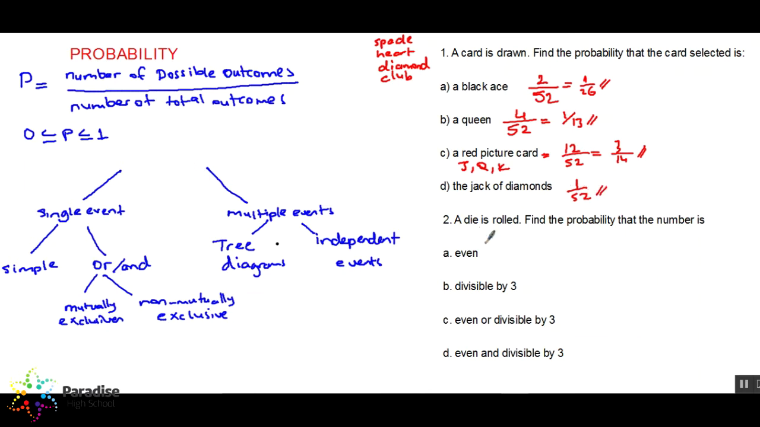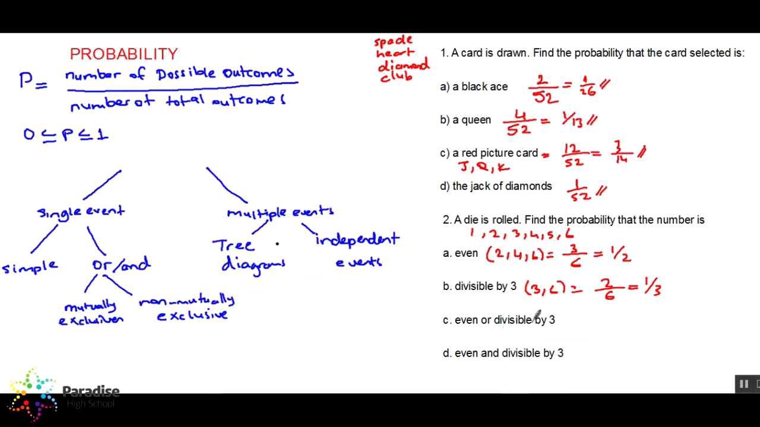All right, let's look at the second question. A die is rolled. Find the probability that the number is even. So what are the outcomes? 1, 2, 3, 4, 5, 6. So even numbers, what are the possible outcomes? It can be 2, it can be 4, or it can be 6. So the number of possible outcomes is 3. Number of total outcomes is 6. So that makes 1 over 2. Divisible by 3. What are the possible outcomes? It can be 3, it can be 6. So there are two possible outcomes. Then that is 2 over 6. The answer will be 1 over 3.